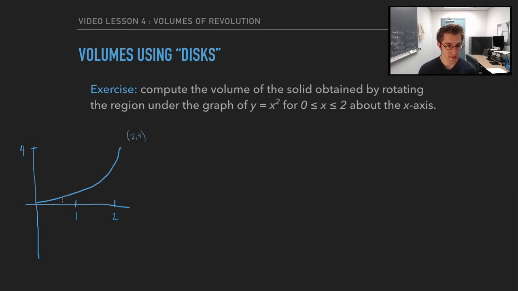And I'm taking this region under the curve, and I'm revolving it around the x-axis. So I get something that looks like this. It's like a solid wizard's hat, I guess, is the object here.